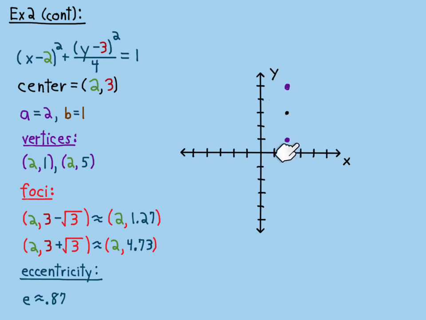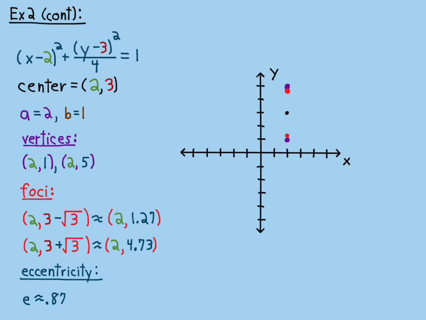Okay, and then the foci are going to be in between those two vertices. And so I graph those. And they're pretty close to them, but still inside, closer to the center than the vertices by just a little bit.